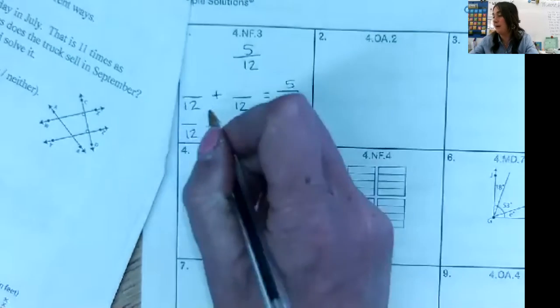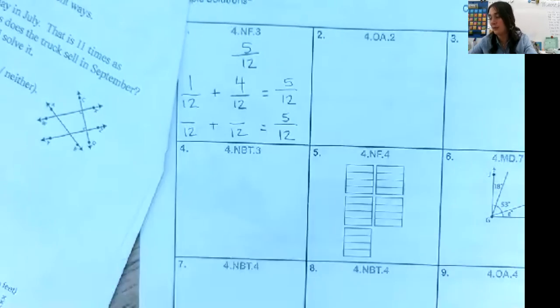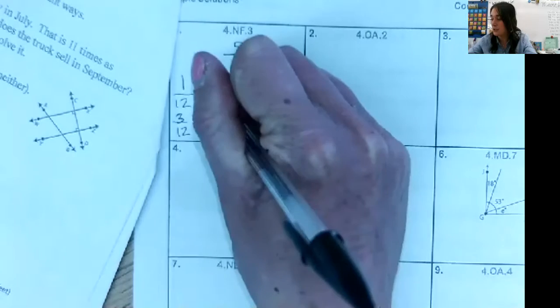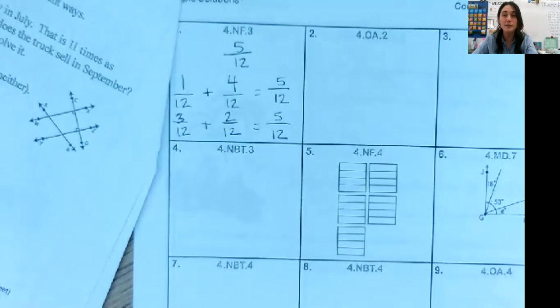So I know one way to make 5 is 1 plus 4. So really that's 1/12 plus 4/12 equals 5/12. Then I could also do 3/12 plus 2/12 equals 5/12. You could come up with any other way. You could add all unit fractions. You could say 1/12 plus 1/12 plus 1/12 plus 1/12 plus 1/12 equals 5/12. You could also do 1/12 plus 2/12 plus 2/12 equals 5/12. There are a multitude of different ways to solve and find our answer.